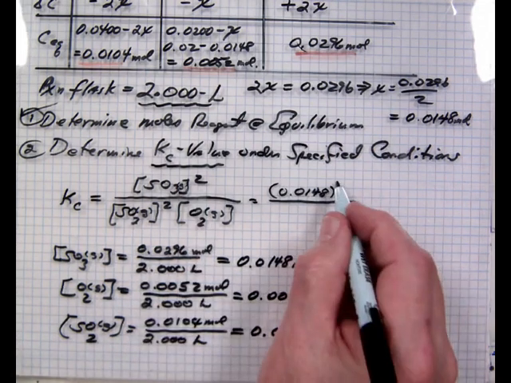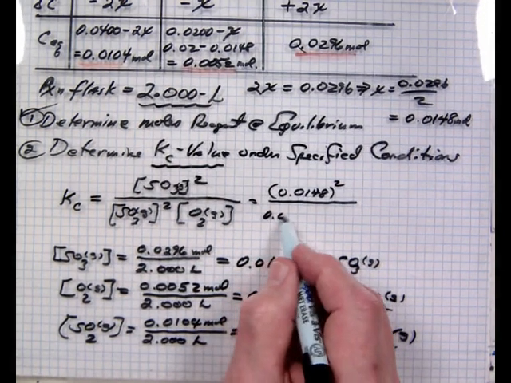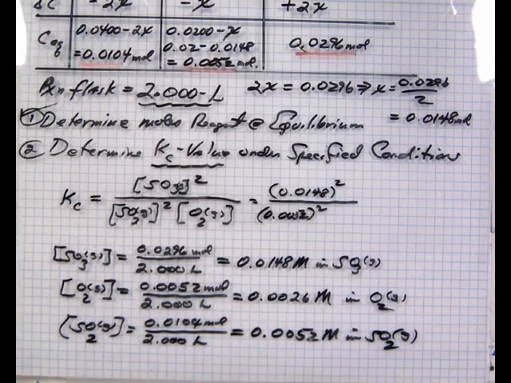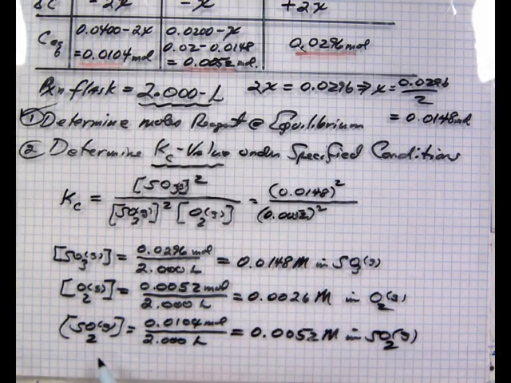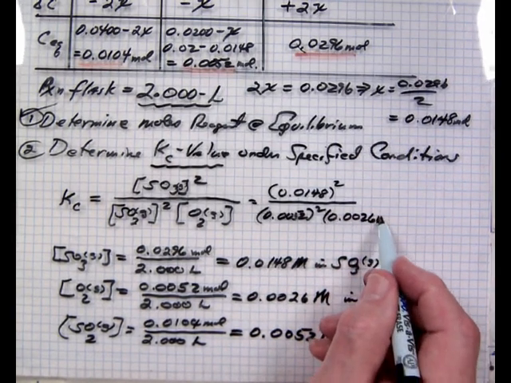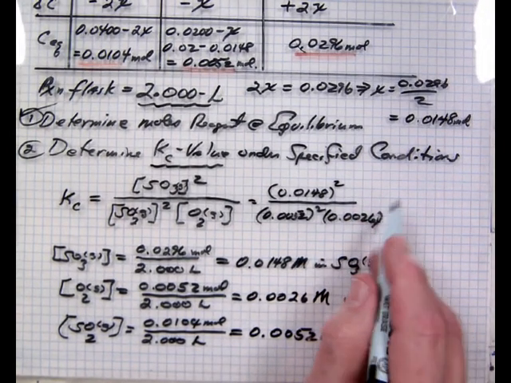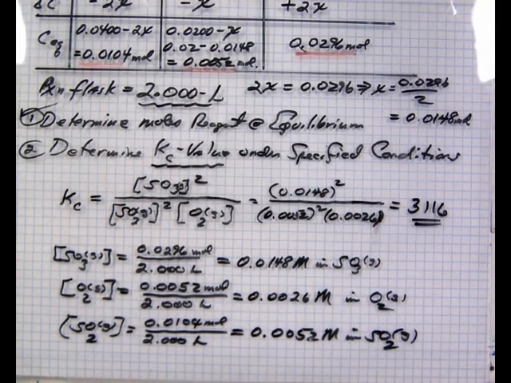Okay, it has to be raised to the second power. The denominator, SO2 now, is 0.0052. That 2 is squared based on the equation that we're using. And oxygen is 0.0026 molar to the first power. I get 3,116.